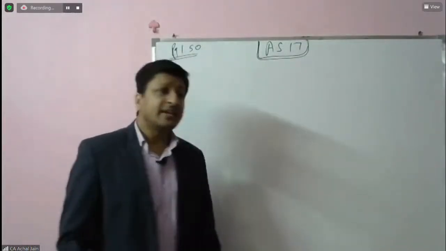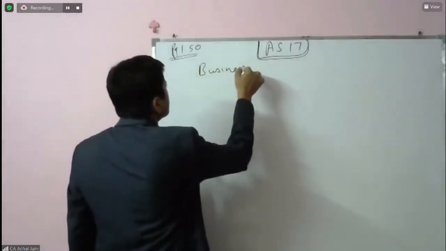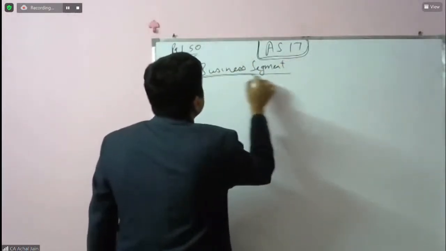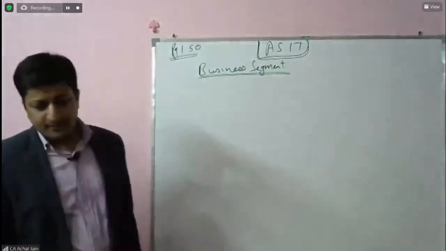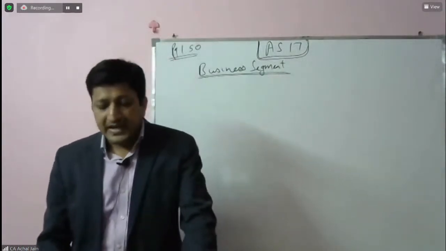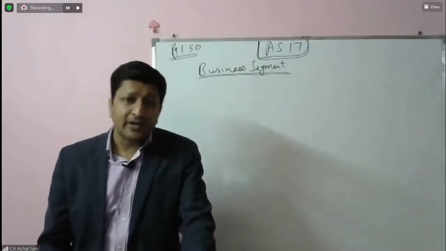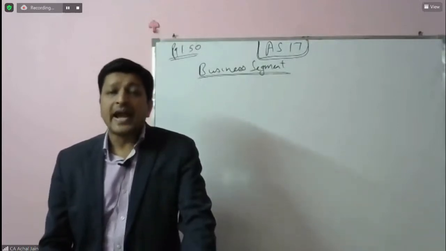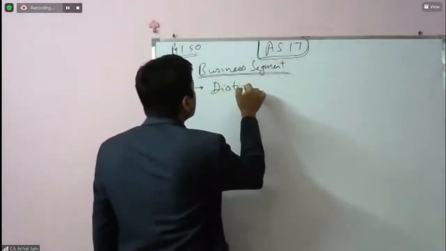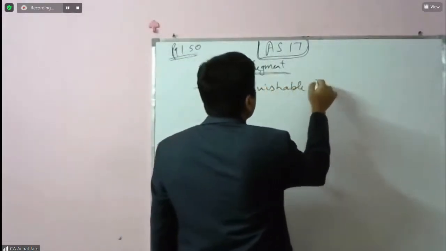If we are considering a segment as a business segment, then what are the things that we need to look into? First, it should be a distinguishable component that is engaged in providing an individual product or service or a group of related products or services. And so first, I'm saying distinguishable component.